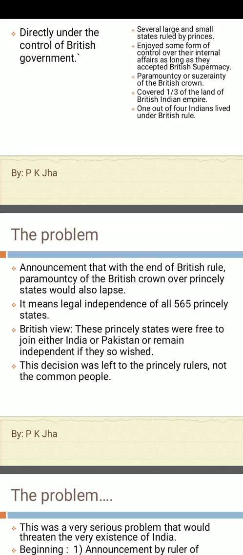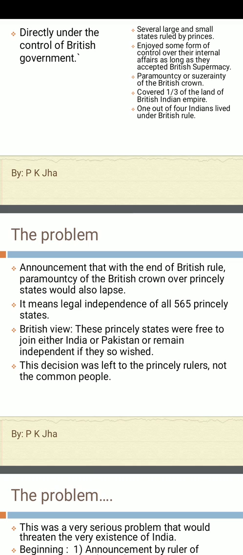Fine. Now just see how we are going to unfold and what was the real problem, in fact. Okay. Now the British government took the view that all these states were free to join either India or Pakistan or remain independent if they so wished. It was left to these princely states: if they are interested in going with India, fine. If they are interested in going with Pakistan, it's also fine.